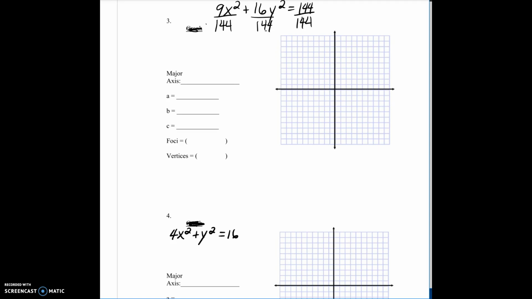We want it in that format because we need to know which is going to be the bigger number. So we're going to get x squared over 16 plus y squared over 9 is equal to 1. Now we notice the larger value is underneath x. So we're going to take the square root. We put the larger for A and the smaller for B. So A is always the larger number with the ellipse. And then this is under the x squared, so it's going to be horizontal.